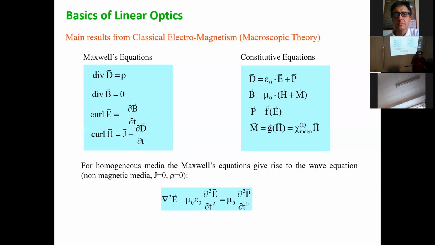And in this equation, you have the so-called Laplace operator acting on the electric field, minus the product of the two constants, let's say of the domain of electric field and the domain of magnetic field, times the second derivative of the field with respect to time, which must be equal to μ naught times the second derivative of the polarization with respect to time.